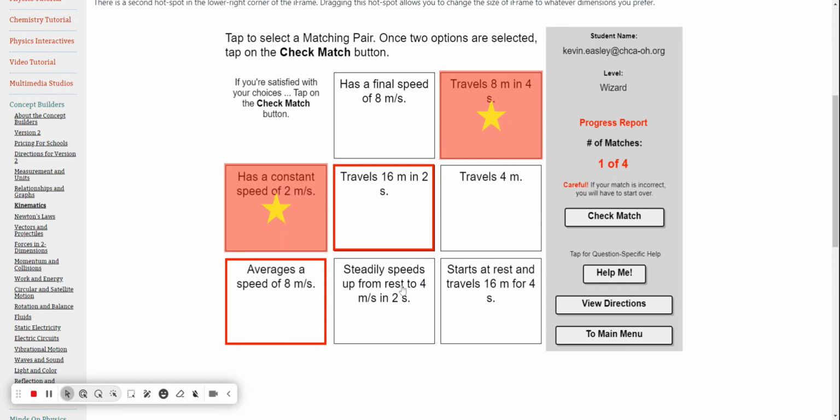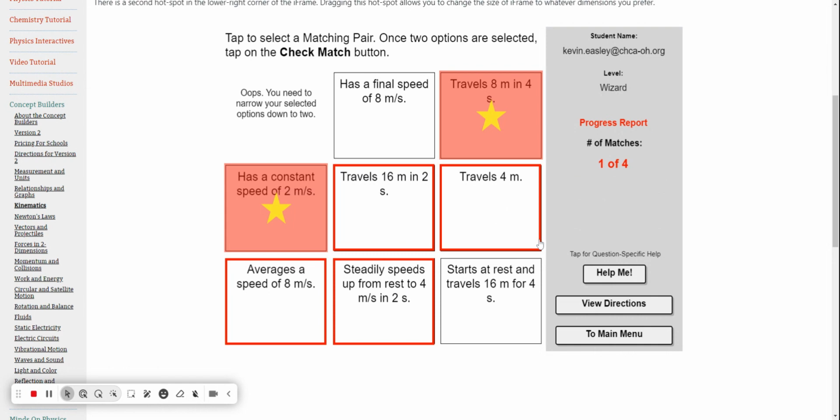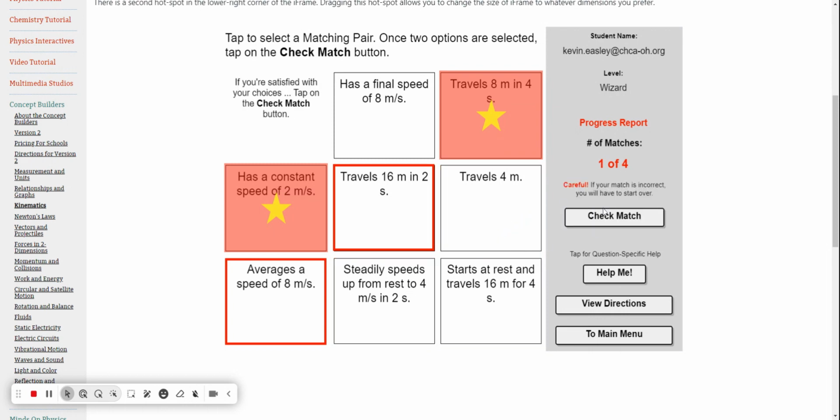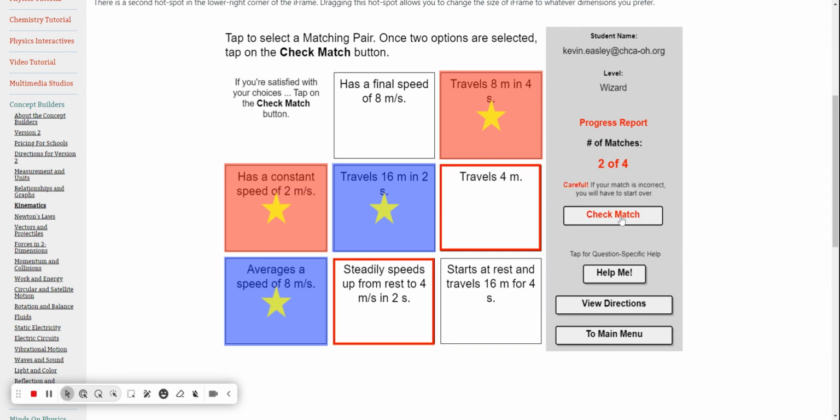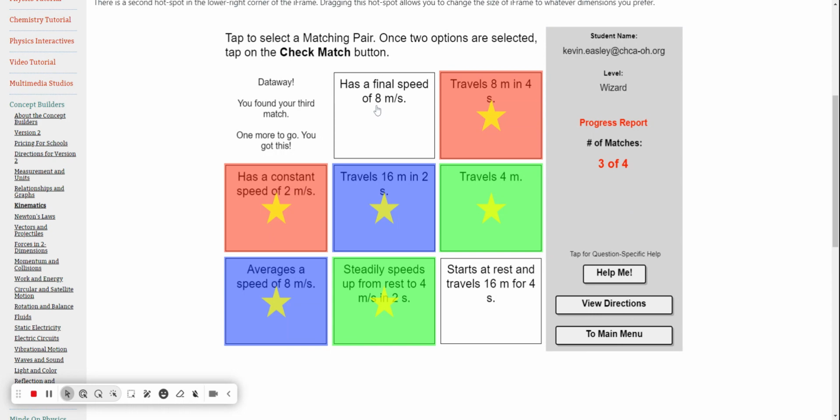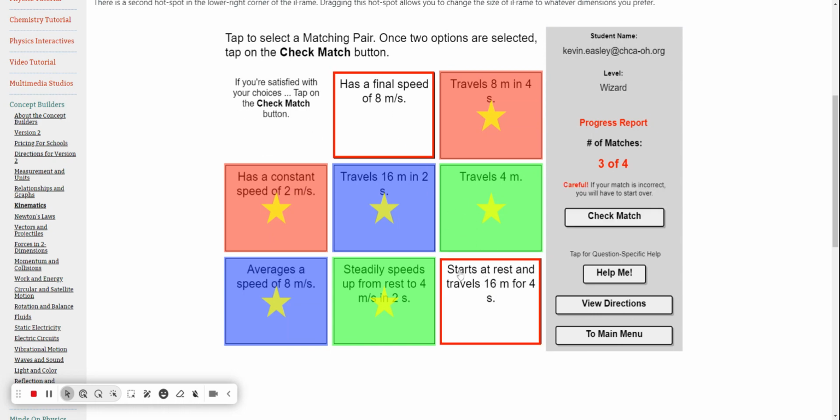And so if you went 2 meters per second for 2 seconds, 2 plus 2 would be 4. So that would be travels 4 meters, because it's averaging 2 meters per second, and it's doing that for 2 seconds. 2 plus 2 is 4. Yay for math. We can check that. Oops, I should have checked that one. And then we can check this one. And then these, of course, is going to be our final one, but let's prove why they're correct.